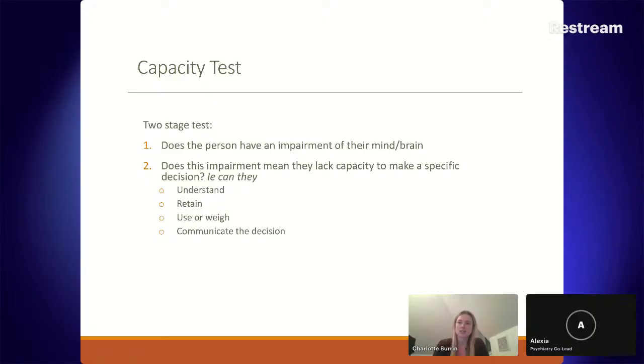If someone lacks capacity, we're not able to deprive them of their liberty or keep them somewhere against their will without legal safeguards. And we're going to come on to that next.